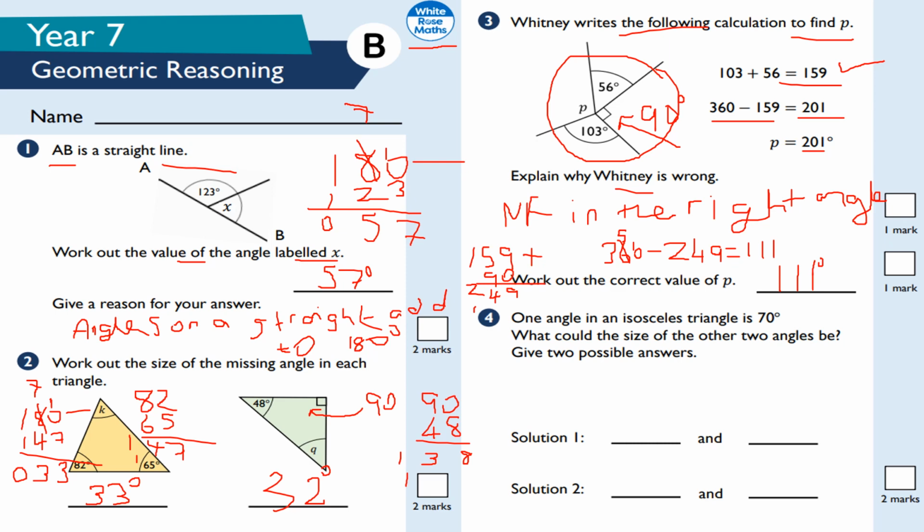This is question number 4. One angle in an isosceles triangle is 70 degrees. What could the size of the other two angles be? Give 2 possible answers. Well, an isosceles triangle means that another angle could be 70, and then the final one would have to be 40, or one could be 70 and then the other two could be 55 each, because 55 plus 55 equals 110, plus that 70 equals 180.